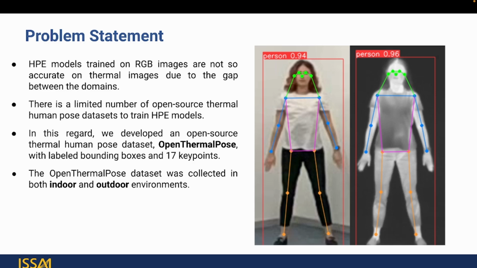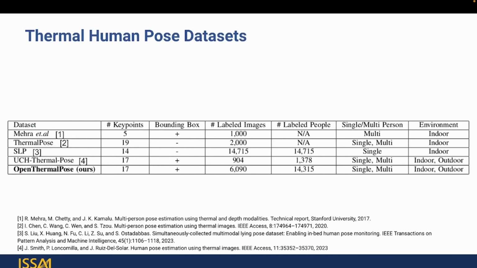This dataset includes labeled bounding boxes and 17 key points and encompasses a diverse range of conditions from both indoor and outdoor environments. Mehra et al. created a dataset consisting of 1,000 annotated thermal images with bounding boxes and 5 key points, using this for training, validation, and testing phases. The Thermal Pose dataset includes 24,000 low-resolution thermal images paired with RGB images, used to derive 19 key points from the RGB images for thermal image labeling, but lacks bounding box annotations.